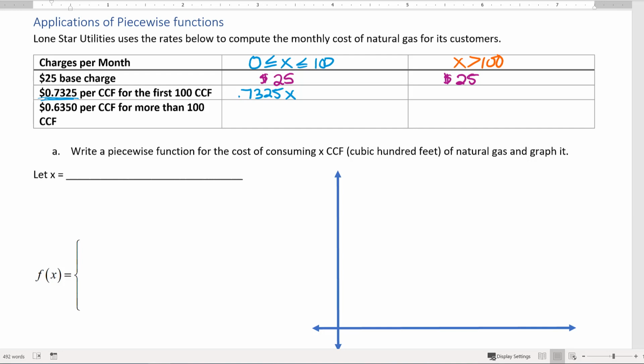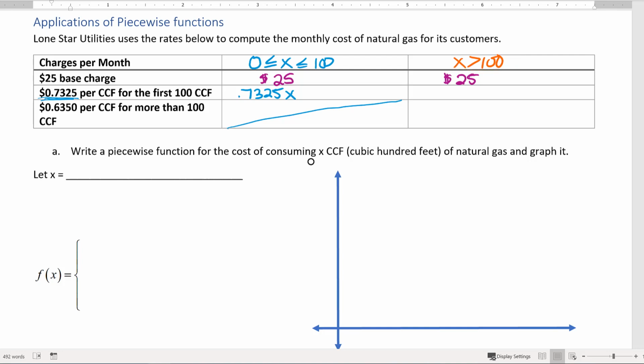And then you're going to be charged 63 cents per CCF for anything more. But we don't really have to worry about that whatsoever, because in this case, in my blue case, between 0 and 100, that doesn't actually exist at all. Let's go over to the greater than 100, the orange domain. So for the first 100 CCF, you're going to be charged 73.25 cents per CCF. Now, because we absolutely know for the orange category, they've already surpassed 100.